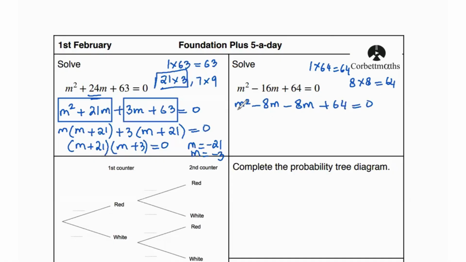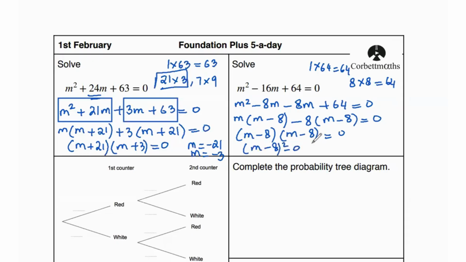Factor by grouping now. Between the first two terms, we have m common. So m minus 8. And between the last two terms, we have negative 8 common. Again, m minus 8. So now we take m minus 8 common. So it's basically m minus 8 squared equals 0. So the value of m is going to be just positive 8. That's your answer.